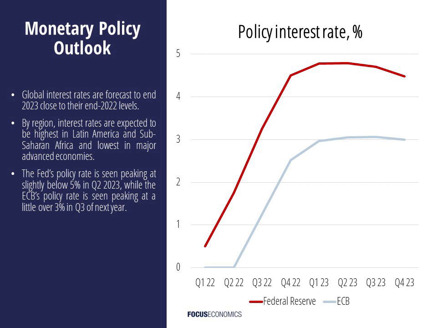slightly below 5% in Q2 2023, while the ECB's rate is seen peaking at a little over 3% in Q3 of next year. In contrast, China's monetary policy is forecast to ease marginally from its current level to support a shaky economy, while the Bank of Japan is set to stick to its policy rate of negative 0.1% next year, the only negative rate among major advanced economies.